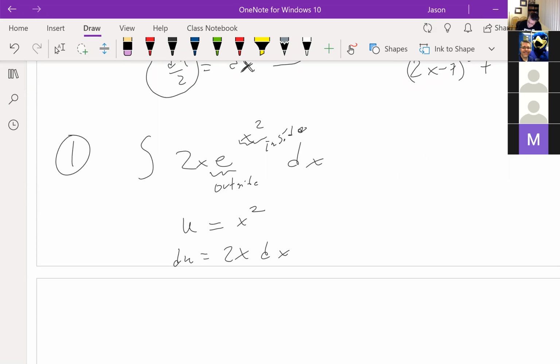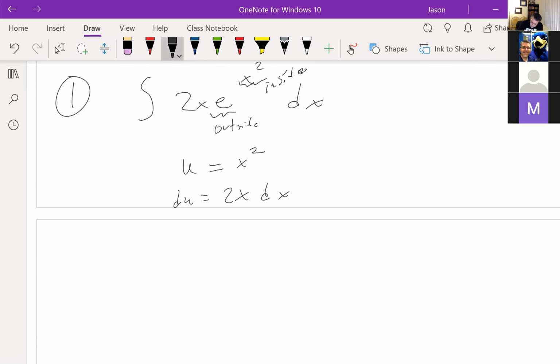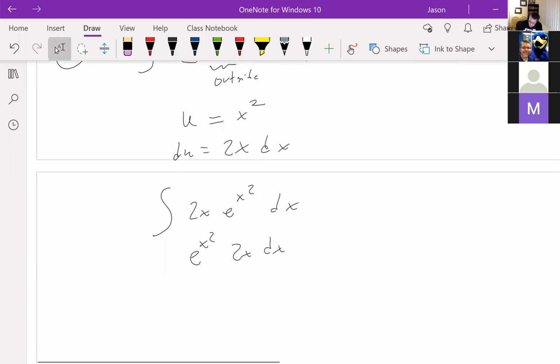And so I'm going to rewrite this. We have the integral of 2x e to the x squared dx. So what was u? U is equal to x squared. I'm going to rewrite this as e to the x squared times 2x dx, and there's a reason that I'm doing that. Because what's x squared? That's just u. So this is e to the u. And what's 2x dx? Well, the 2x dx, that's just du. Look at that. This was my du from up here.